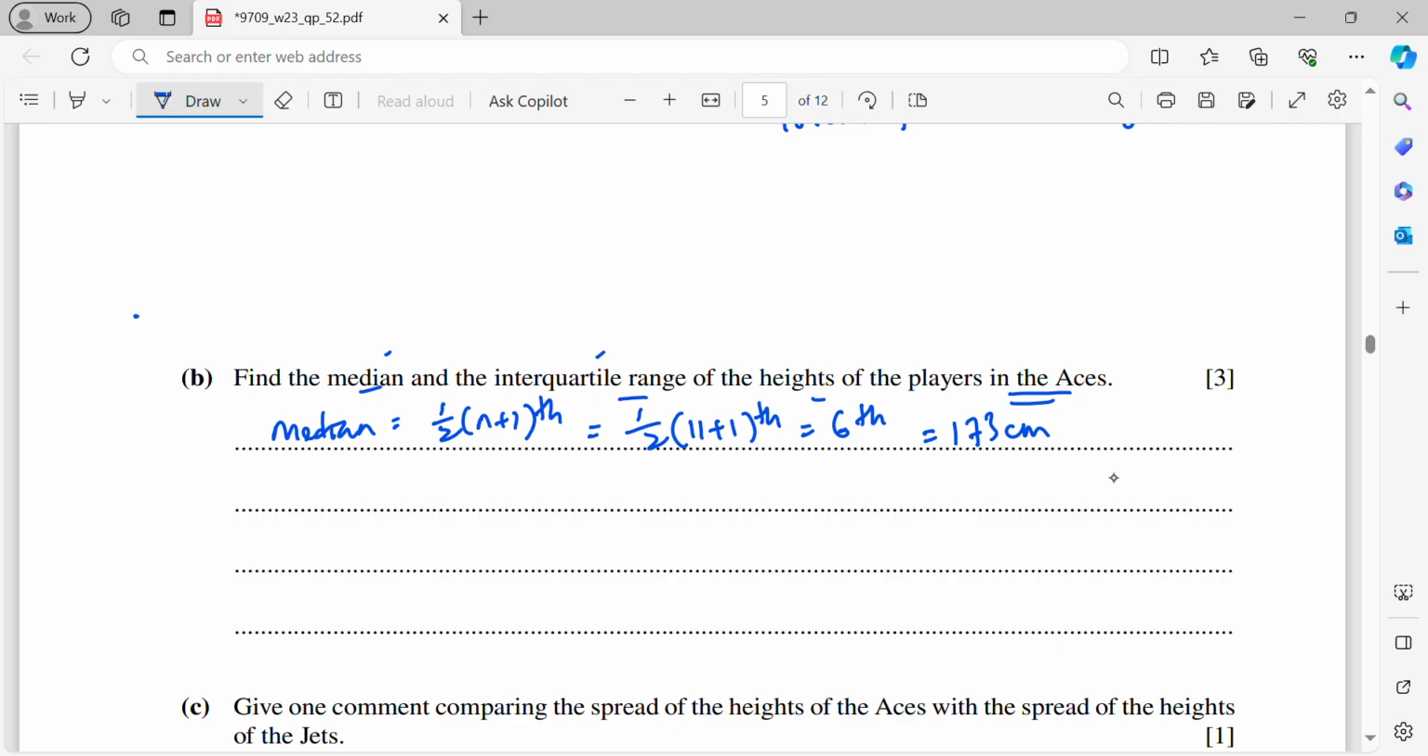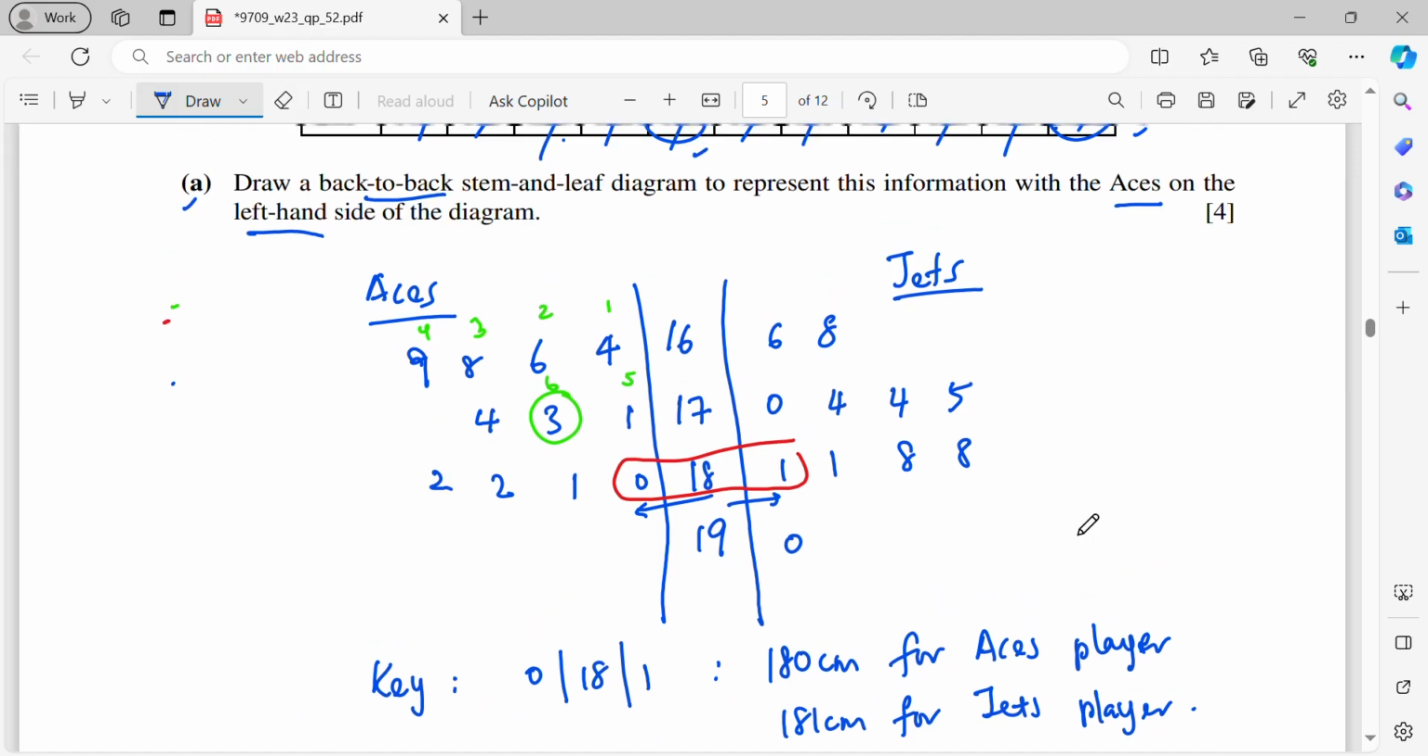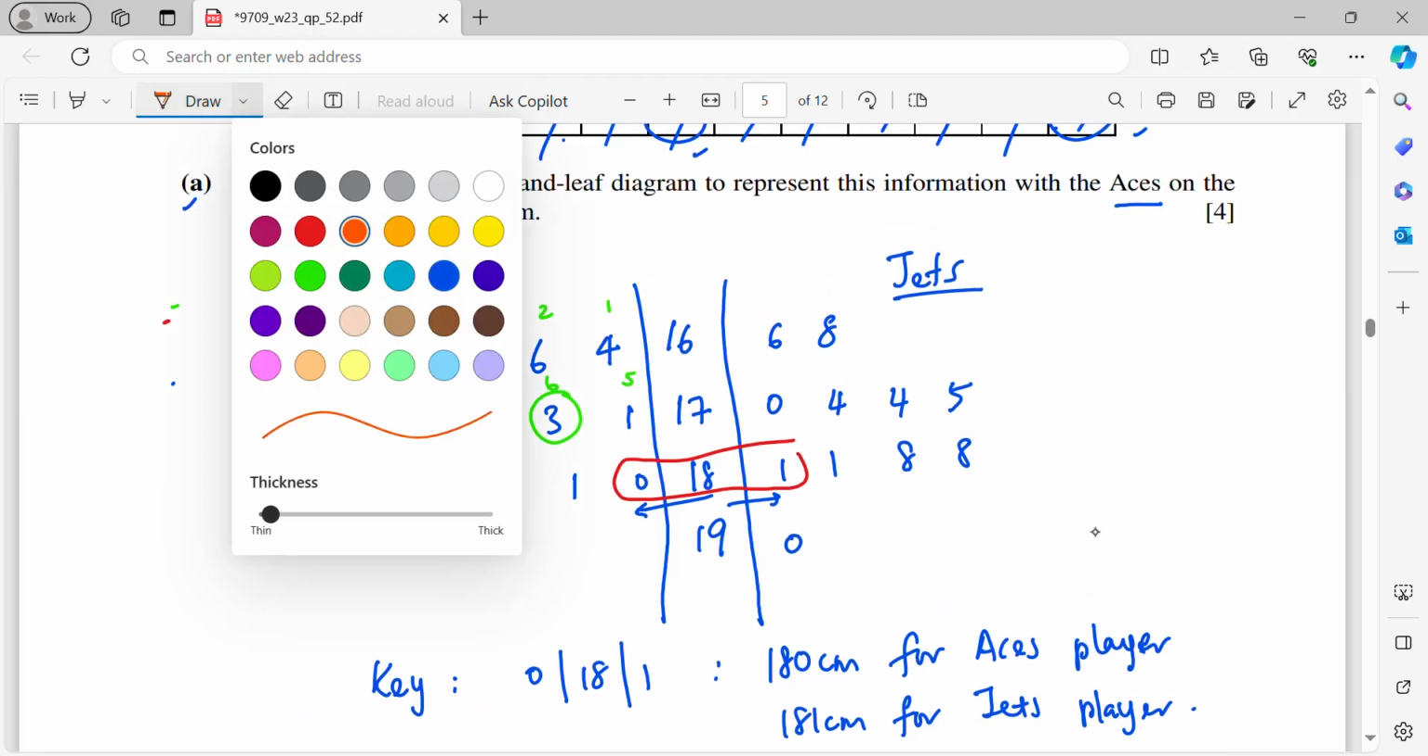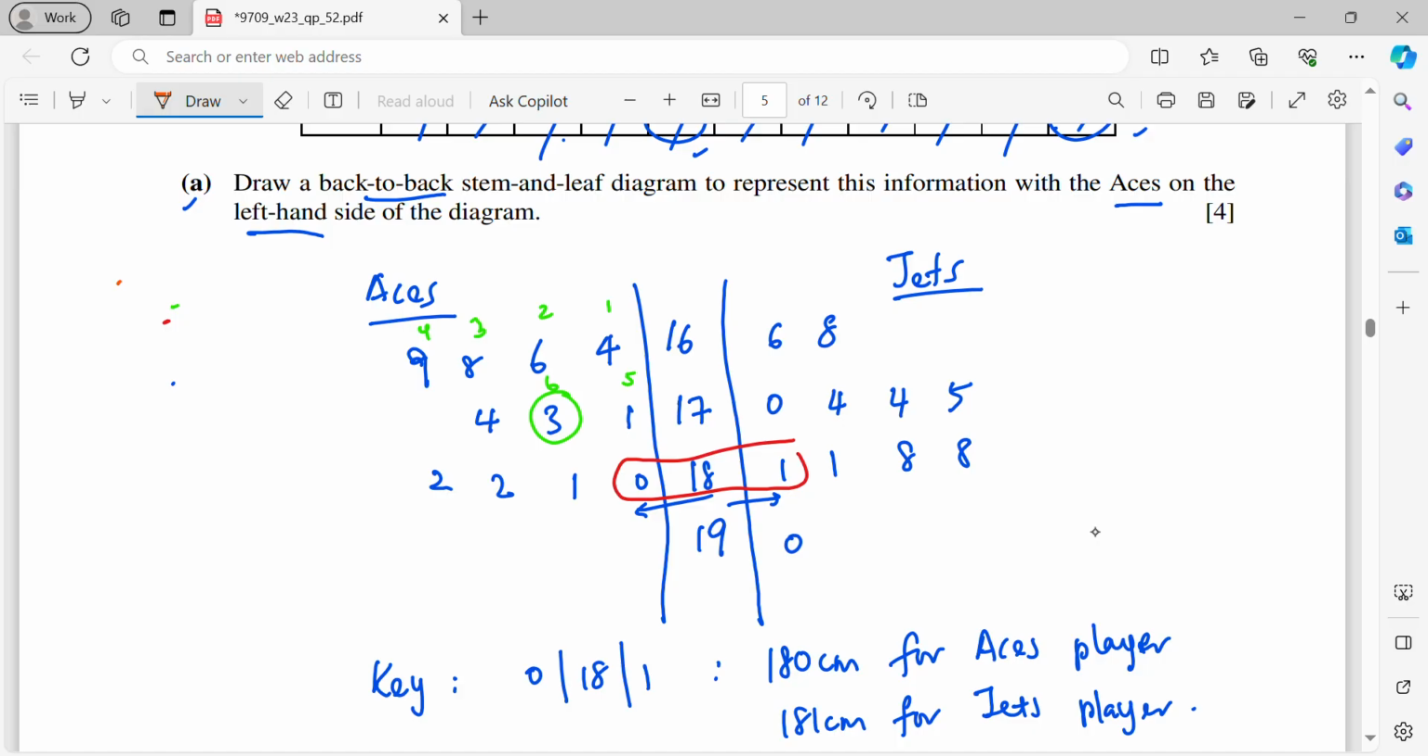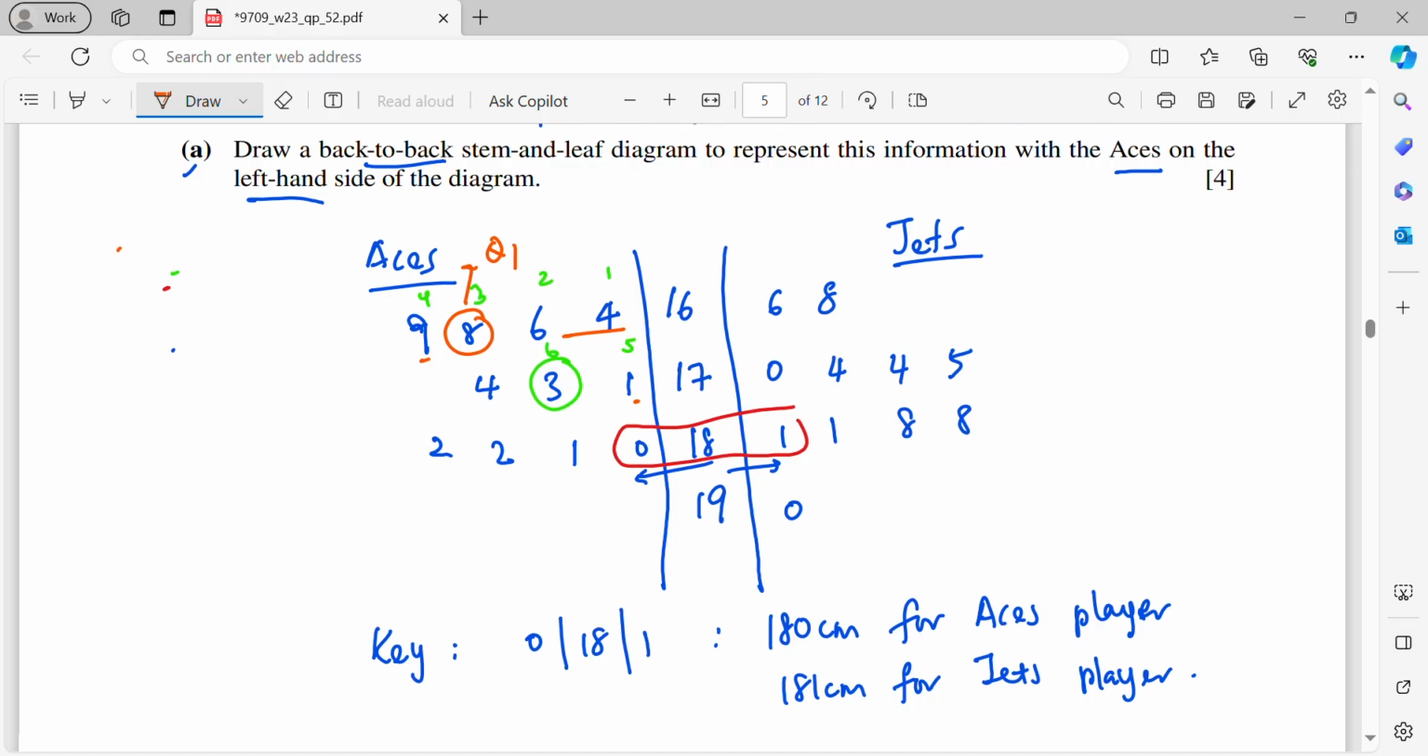Now for the interquartile range, we need to find Q1. So for Q1 you can just divide equally because we know that the median is the 6th. So then it will be 5 on the left and 5 on the right. So now if you take the middle of the 5 values, it will be the number 3, because 2 to the left and then 2 to the right. So obviously this is your Q1. So I will get 168.